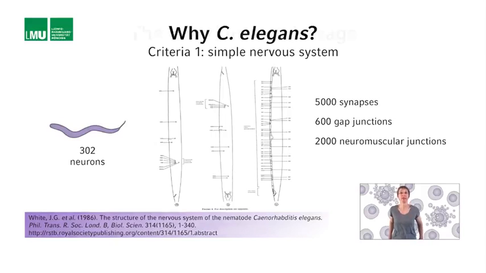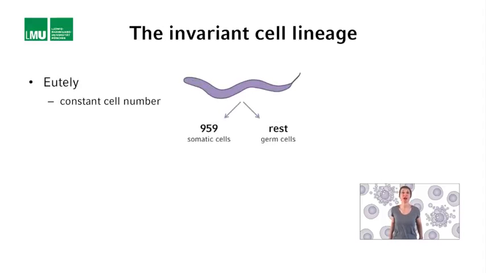How can that be? This is because of a phenomenon referred to as eutely, or constant cell numbers. Every C. elegans worm has exactly 959 somatic cells, and somatic cells are cells that are not germ cells. Every one of these 959 somatic cells has a name and a known function. As you heard already, of these 959 cells, 302, for example, are neurons, and these 302 neurons fall into 118 different classes of neurons.